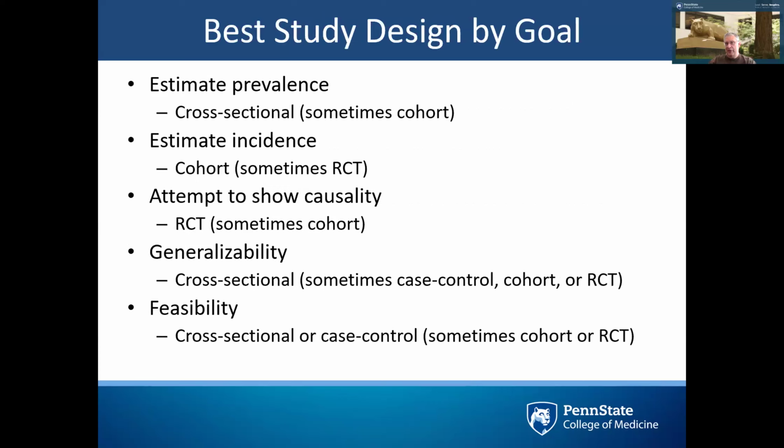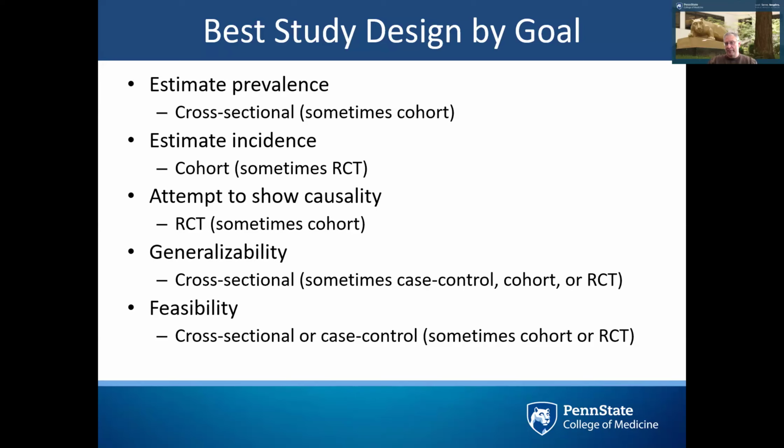So just briefly, of these trials I've talked about, what's the best study design for the goal the researcher has? Well, if the goal is to estimate the prevalence of a disease or prevalence of anything, cross-sectional study is the go-to study. Sometimes a cohort study, but cross-sectional. If the goal is to estimate the incidence of a disease, because you need time to do incidence, a cohort study is the best study to use. And sometimes you could use an RCT, so it's a function of what's a trade-off, resources and funding. If you're attempting to show causality, a randomized controlled trial is the go-to trial to do.